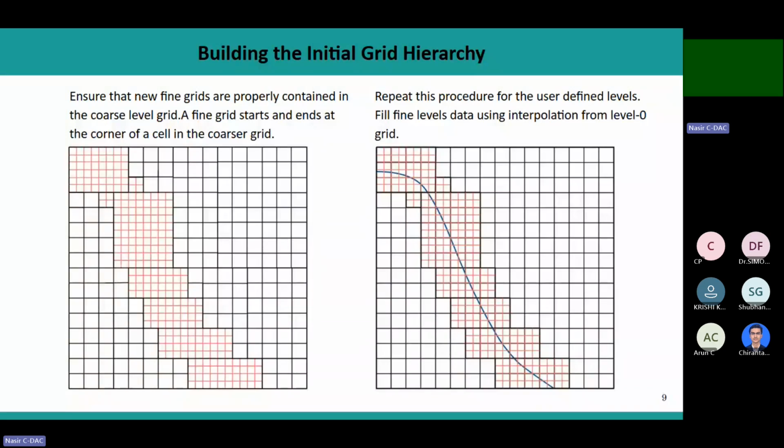The red color grid is my fine grid, and the black color grid is my base grid. This is constant all over the computation, all over the iterations.